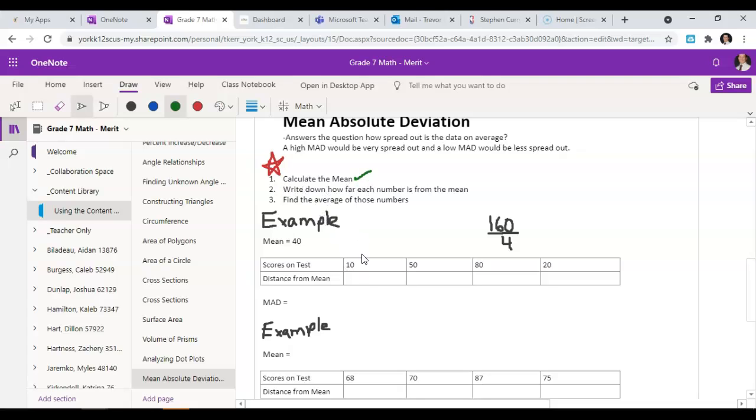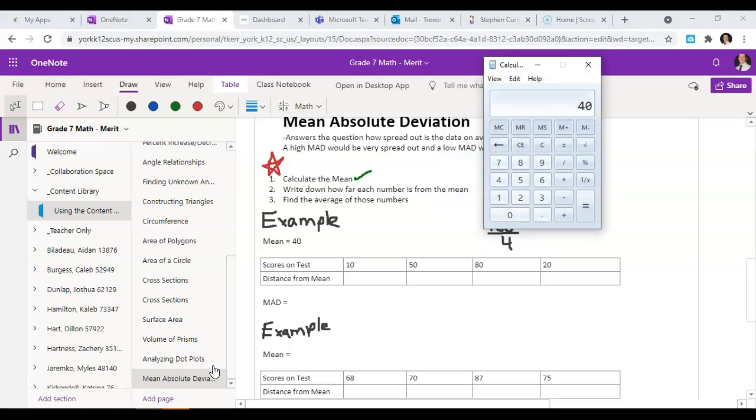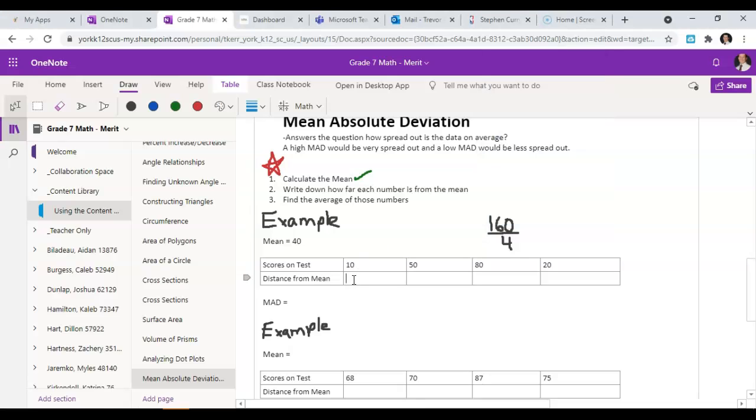Step 2 now is in the table here, and Edgenuity is going to give you tables most of the time as well. You're going to write down how far each of these numbers is from the mean. The first number was 10. The question is, how far is 10 from 40? Mental math might help you there, but you might be unsure of yourself, and you might want to do some subtraction. Let's subtract the two and see how far apart they are. 40 minus 10 is 30. And you say, oh, that makes sense. 10 is 30 away from 40.